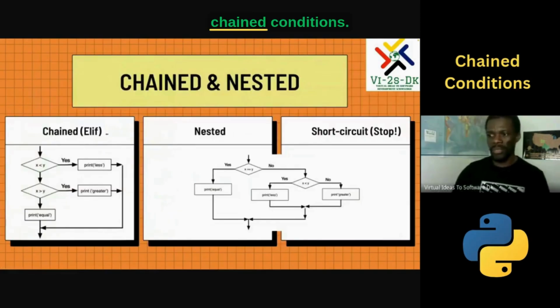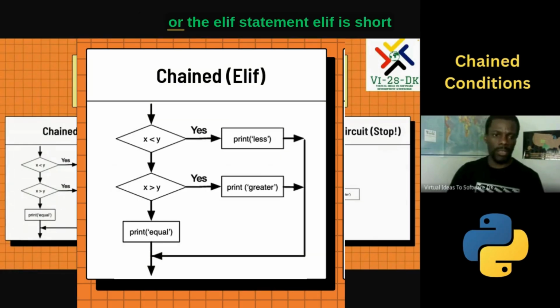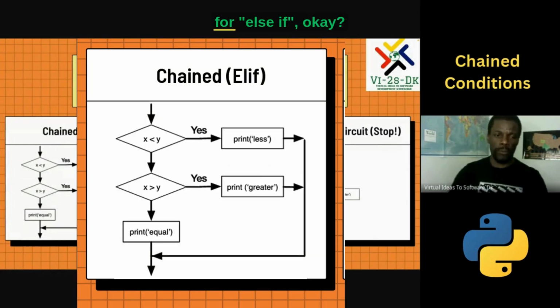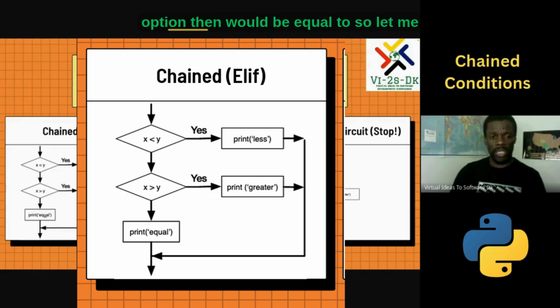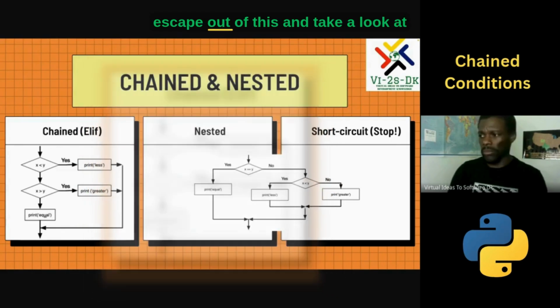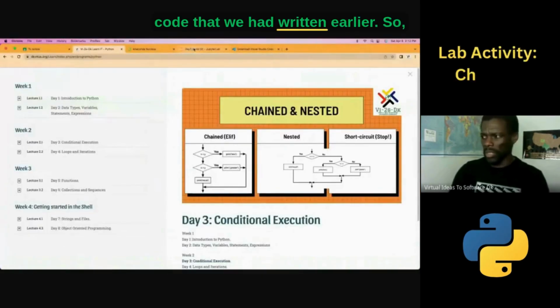which is why we have chained conditions. In a chained condition, we'll introduce the elif statement. Elif is short for else if, okay? So for instance, in this example, if we're going to compare the value of x and the value of y, if x is less than y, we can print less. Otherwise, we check if x is greater than y, then we can print greater. And then the third option would be equal to. So let me escape out of this and take a look at the code that we had written earlier.